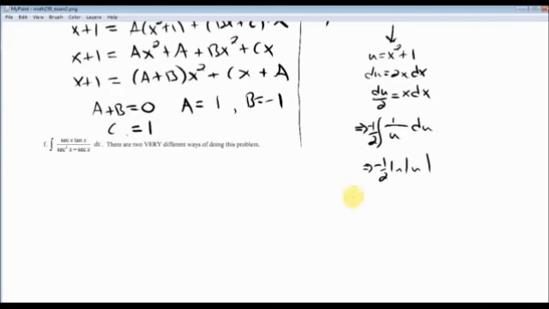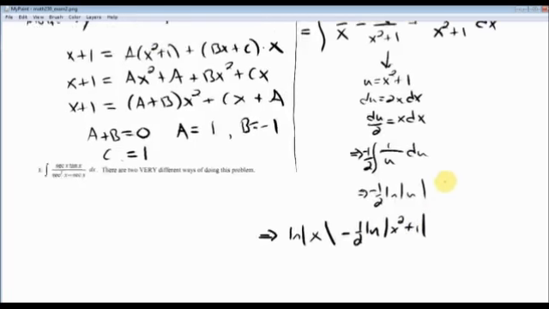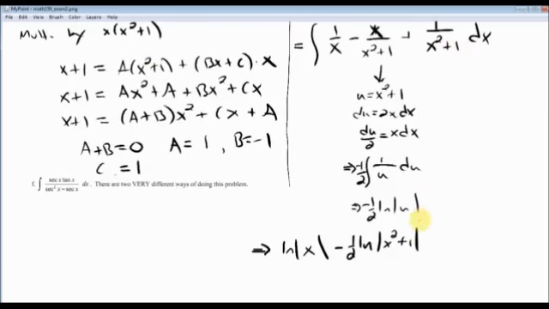Okay, so final answer, natural log of x minus 1/2 natural log of u, but u was x squared plus 1. What was my last term? Oh, tan inverse. Plus tan inverse.